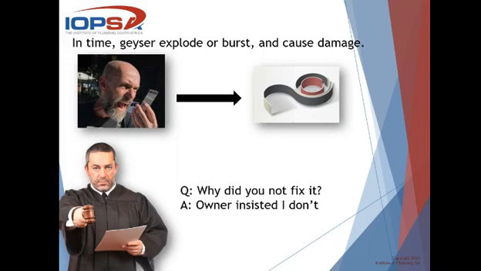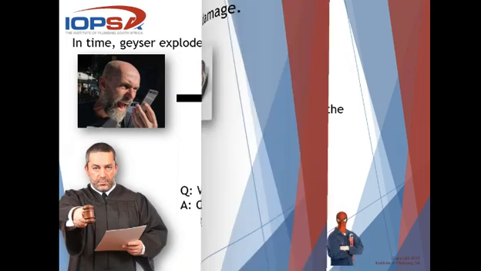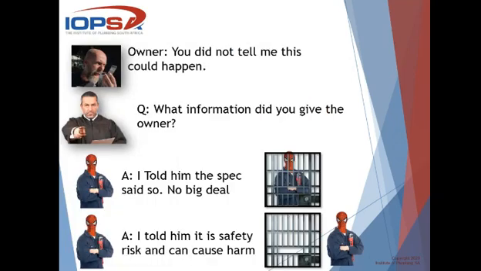Now the commissioner asks you, why did you not fix it? And you tell the commissioner, well, the owner insisted I don't. Okay, great. Now what next? So now the owner says, but you didn't tell me this could happen. Oh, this is where the question comes in. So the commissioner will ask you, okay, what information did you give the owner?